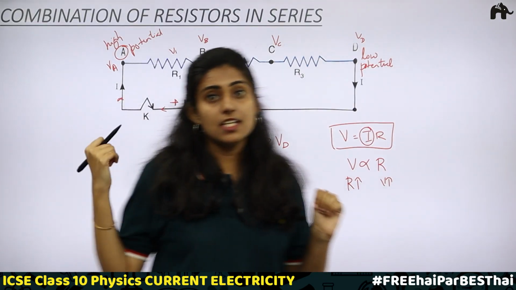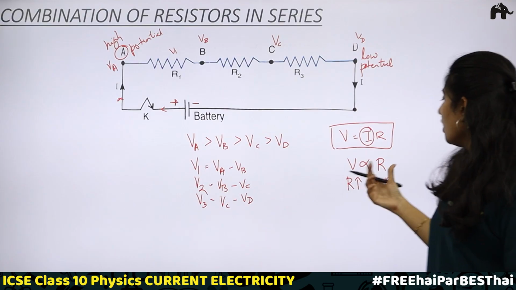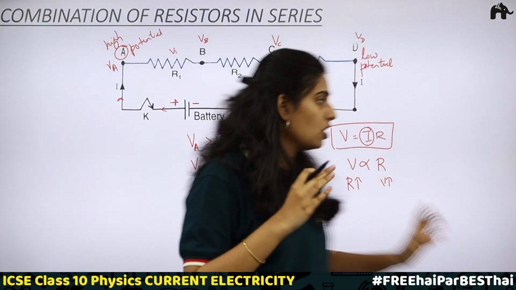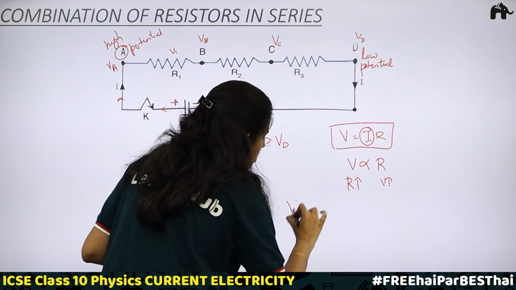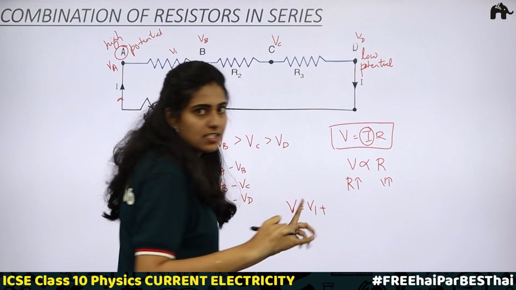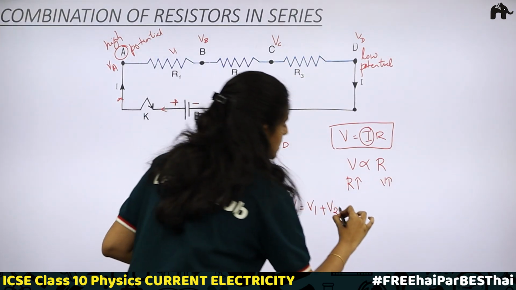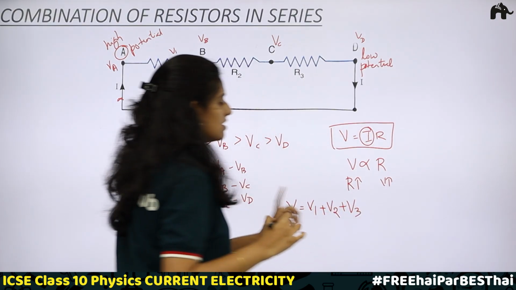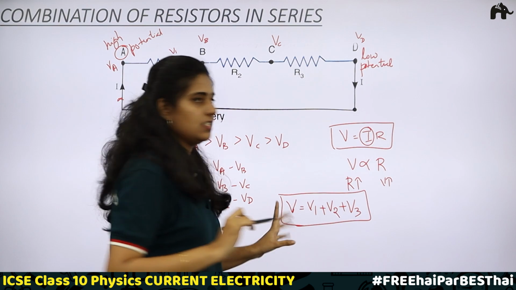So this is a series combination of resistors. In order to get the total potential, since the current is the same, the total potential V will be equal to potential V1 across the resistor R1 plus potential V2 across the resistor R2 plus potential V3 across the resistor R3. So this will give you the total potential difference.